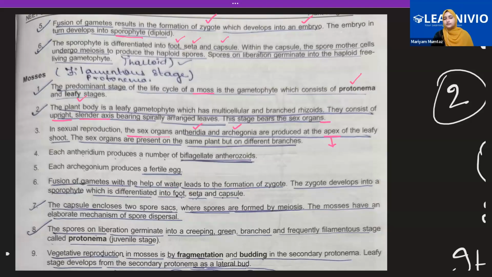At the tip or edge. Yes. The apical portion or the tip portion is called the apex. So, the sex organs are mostly found on the apex of those particular leafy structures.